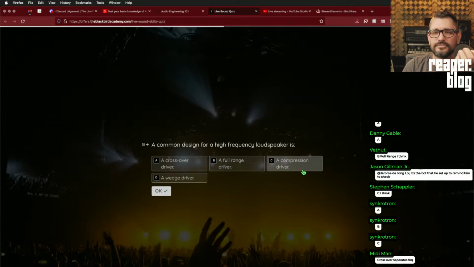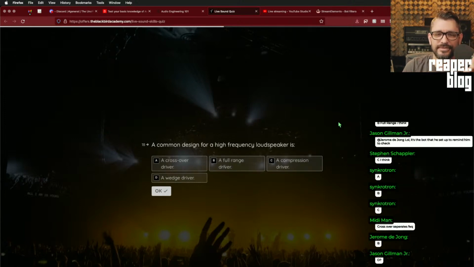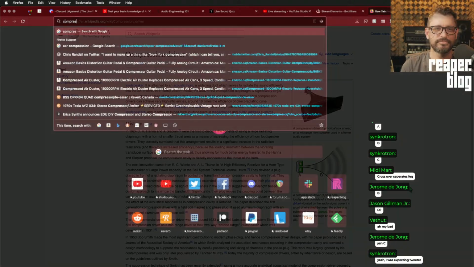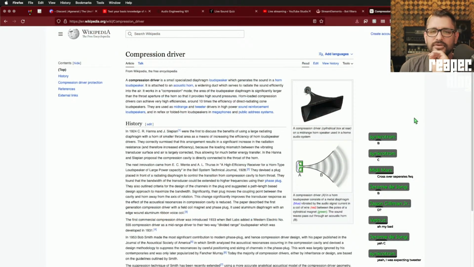Compression driver. Should we cheat? Should we look it up? Steven's saying C, I think. We got an A. Andy, you're just voting for all of them now. Compression driver. That looks right. I just didn't know that term. We should at least learn about it.